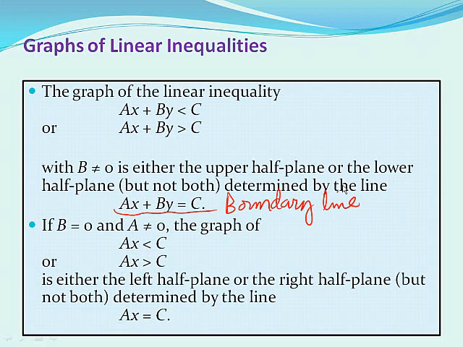If b equal to 0 and a is not equal to 0, the graph of ax less than c or ax greater than c is either the left half plane or the right half plane, determined by the line ax equal to c. So this is going to be a vertical line, x equal to c over a. So the two half planes will be the left half plane and the right half plane.